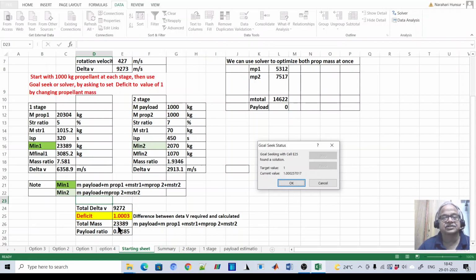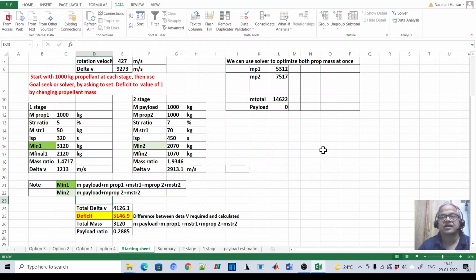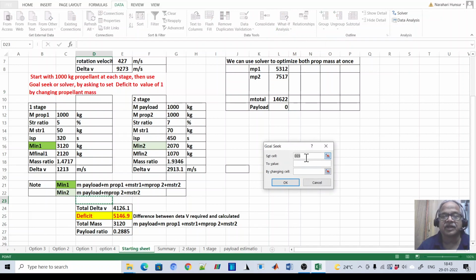Now the question is, why should I change the first stage? Why not freeze the first stage and change the second stage? Because that seems to be higher energy. So we just cancel here. Again, I'll go back to the same What-If Analysis, Goal Seek. And as before, I'm going to set the deficit to a value of 1. You can, of course, put it even as 0.5, it doesn't matter really.